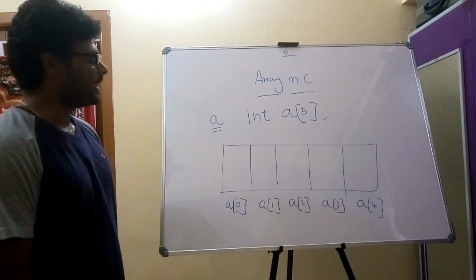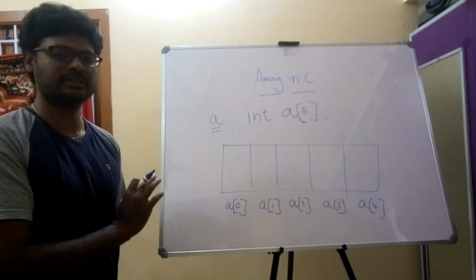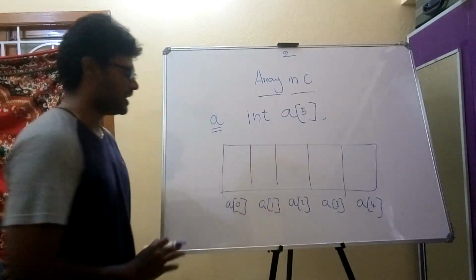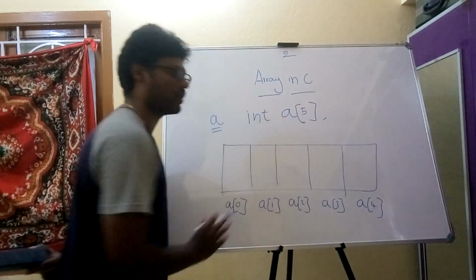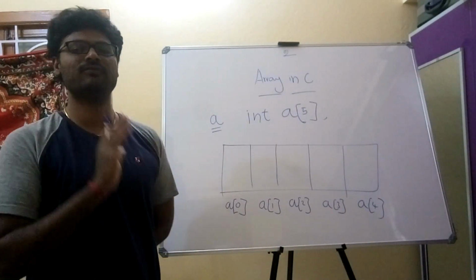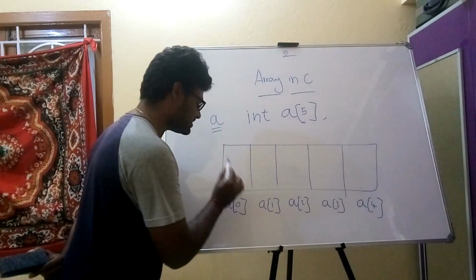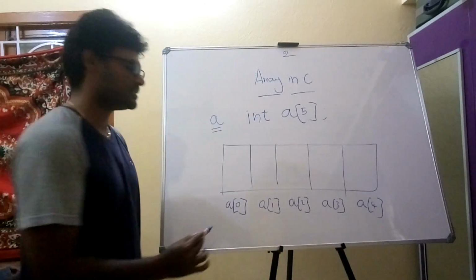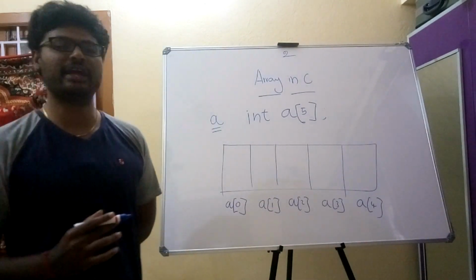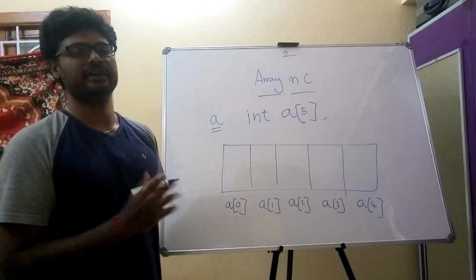Okay, so array index always starts from 0. This 0 is an array index. Array index starts from 0, so 0 is the first index, then 1, 2, 3, 4. Up to 4, the index, totally 5 elements. 0 to 4, totally 5. We can store 5 elements. We can refer to the first element by A of 0, the second element by A of 1, the third element by A of 2. Like this, we can refer. 0, 1, 2, 3, 4 are array indexes.